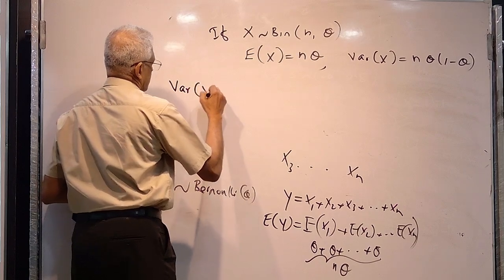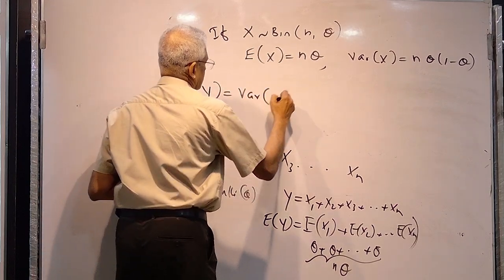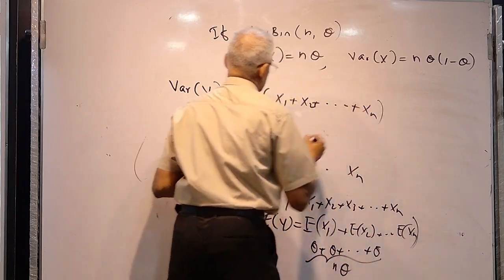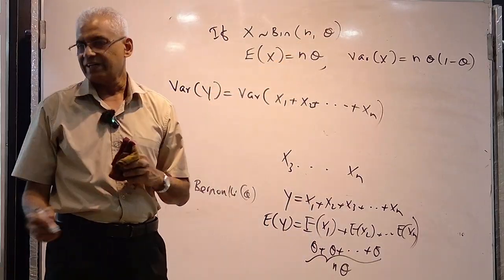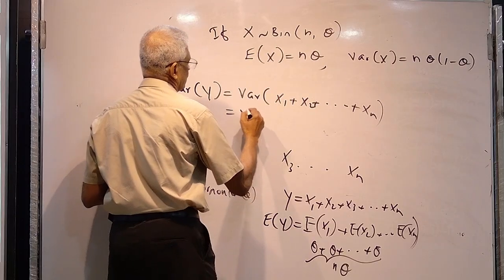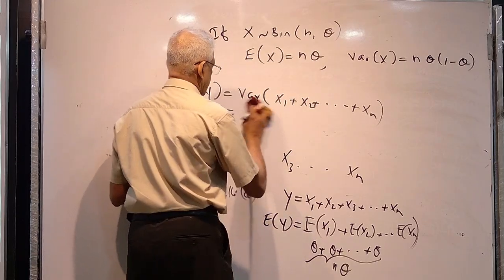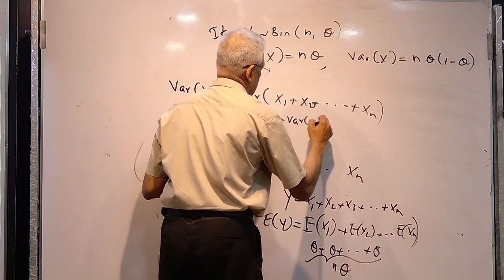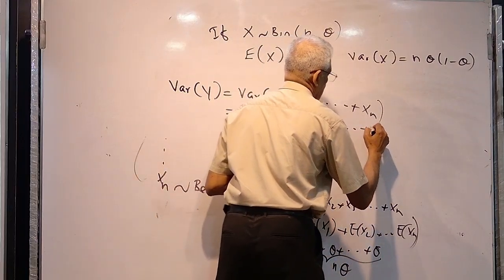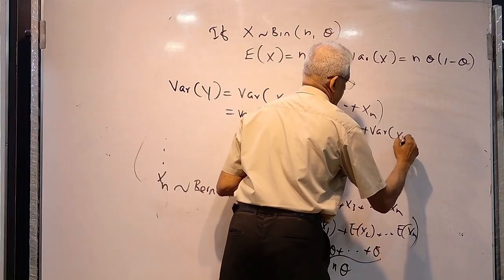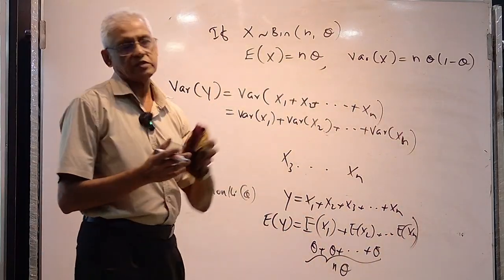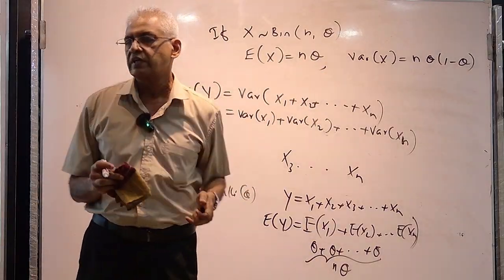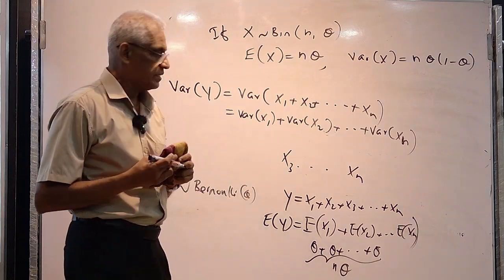Variance of y is equal to variance of x1 plus x2 plus up to xn. Because x1 up to xn are independent, this is equal to variance of x1 plus variance of x2 plus up to variance of xn. That is, you can get the variance of a sum as the sum of the variances when the random variables are independent.